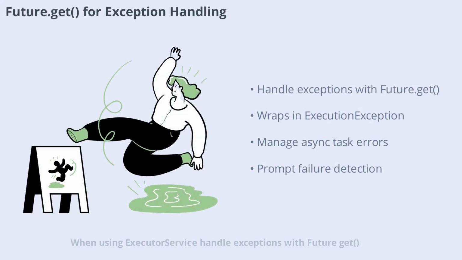When using executor service, handle exceptions with Future.get. This method wraps exceptions in ExecutionException, allowing you to manage errors from asynchronous tasks. Proper handling ensures that failures are detected and addressed promptly.